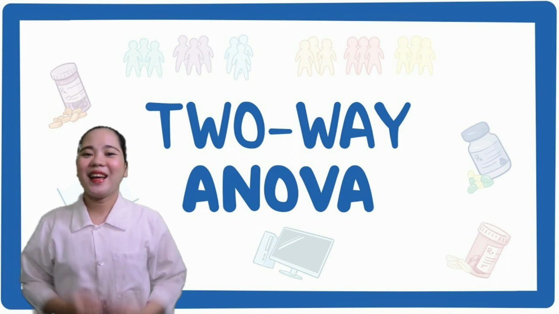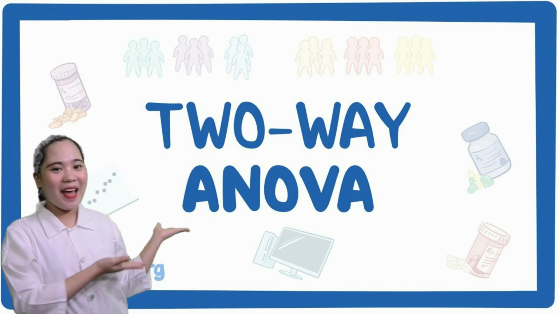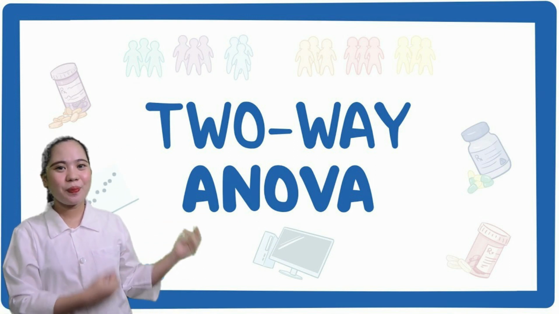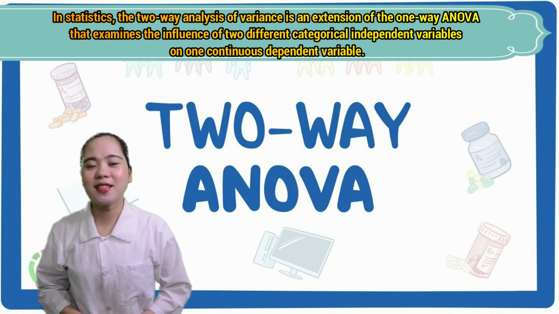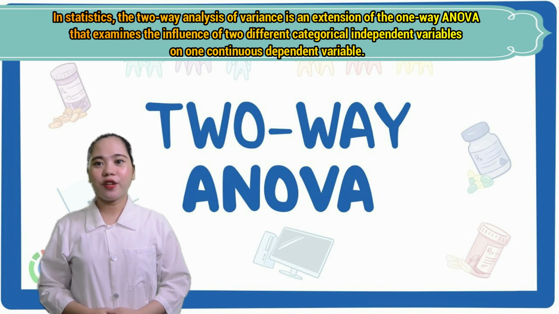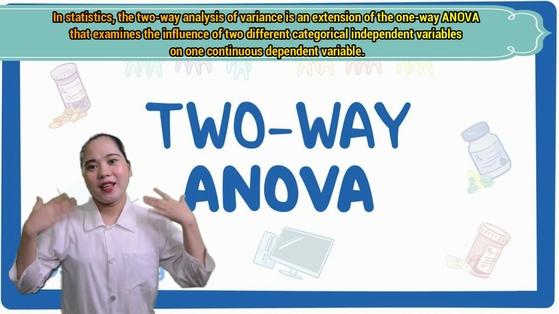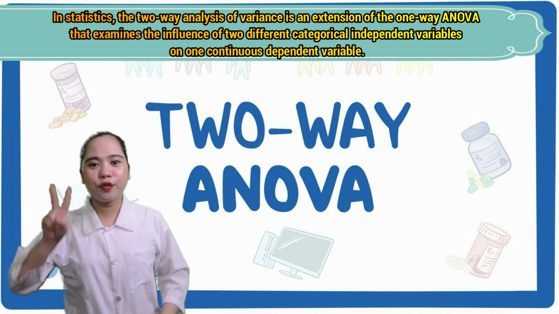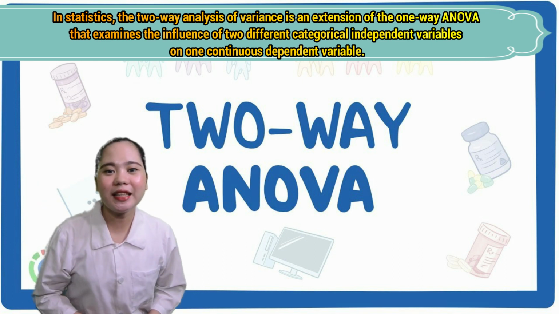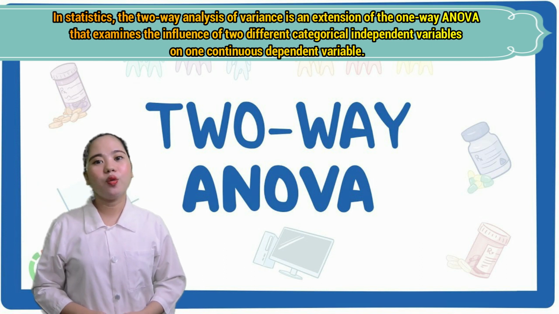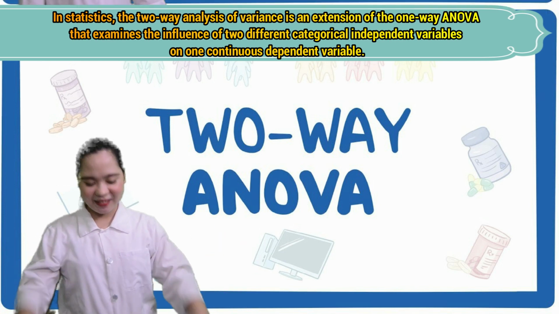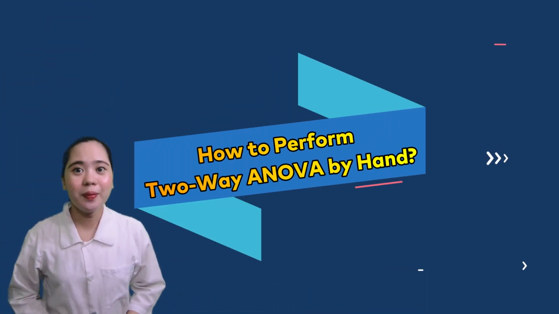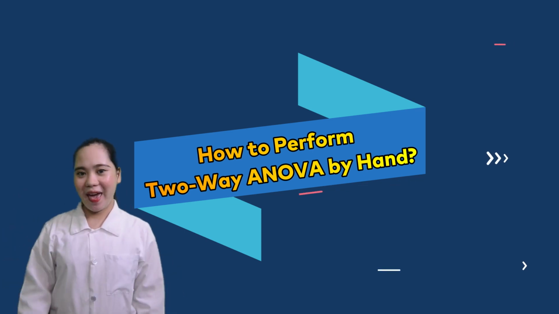And now, let us discuss the two-way analysis of variance. In statistics, the two-way analysis of variance is an extension of the one-way ANOVA that examines the influence of two different categorical independent variables on one continuous dependent variable. And this is how to perform a two-way ANOVA by hand.